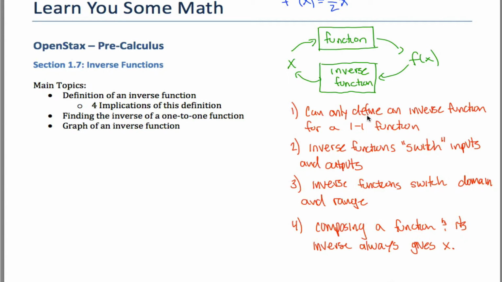The first one, you can only define an inverse function for a one-to-one function. Wait a minute, it's been a little while since we talked about one-to-one functions, and what do you mean you can only define a function? Okay, remember back to 1.1. There's this really important criteria for a function: every single element in the domain must have exactly one element associated in the range. It is not a function if I put the number 3 in and the numbers 5 and 7 both come out. It's not a function if that happens.